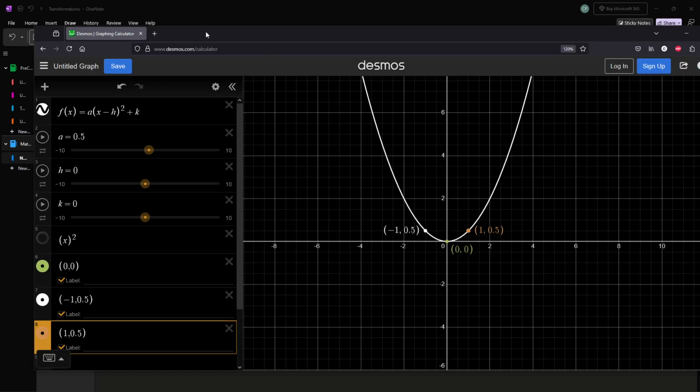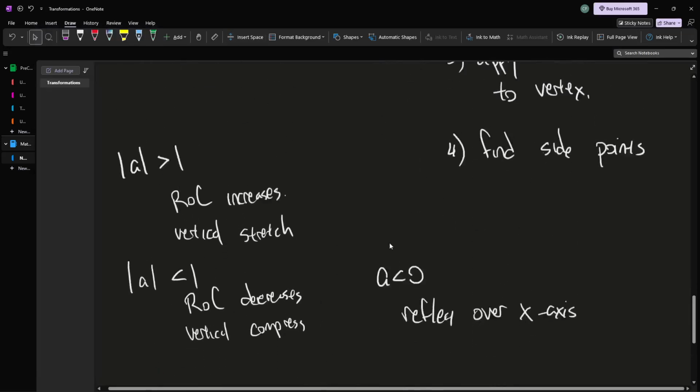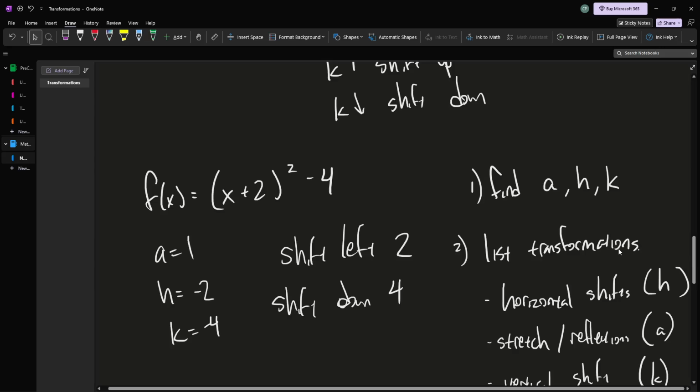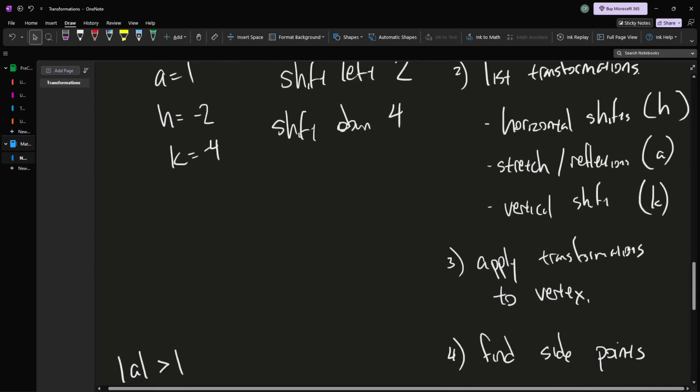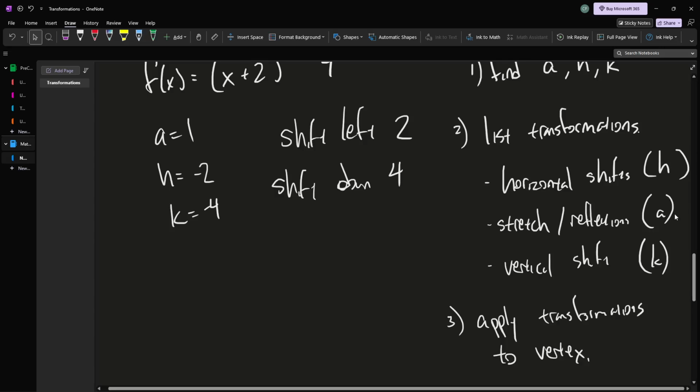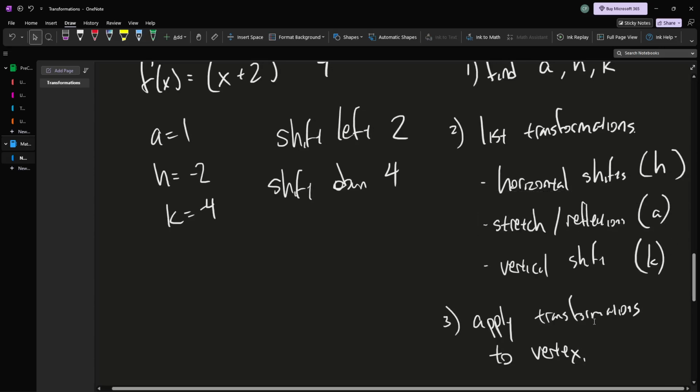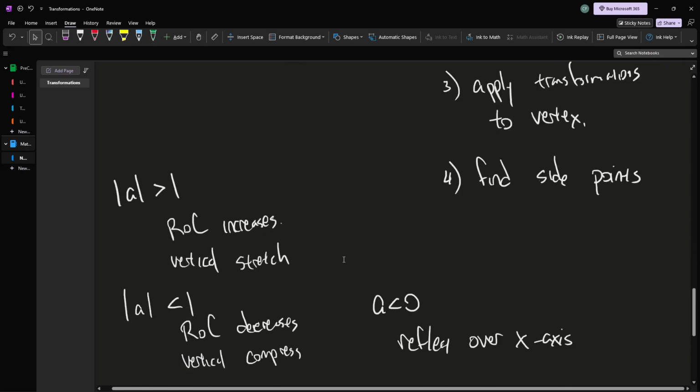So as you do your homework, which is the rest of the packet, please follow these steps. List off your A, H, and K. Do your transformations. And especially if there is a stretch or reflection, test the points to the left and right. If you're able to do the transformations in your head, if you're able to visualize the stretches, compressions, and reflections, that is perfect. But if not, please rely on the function.